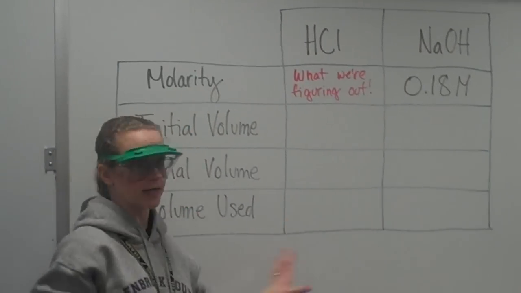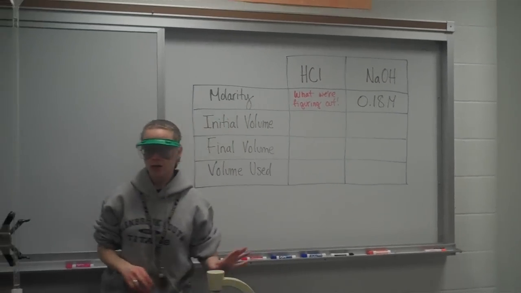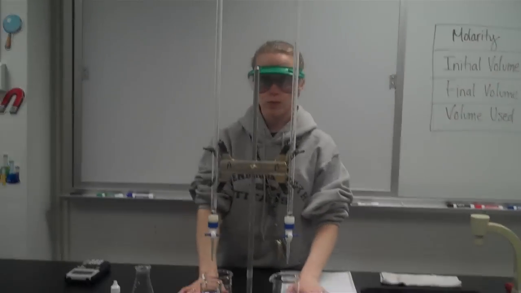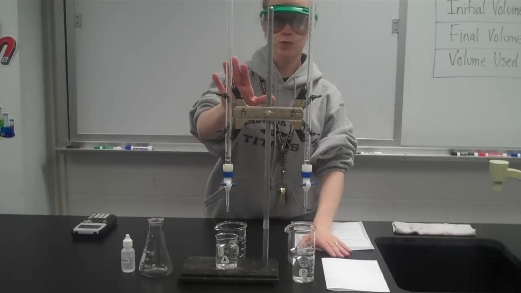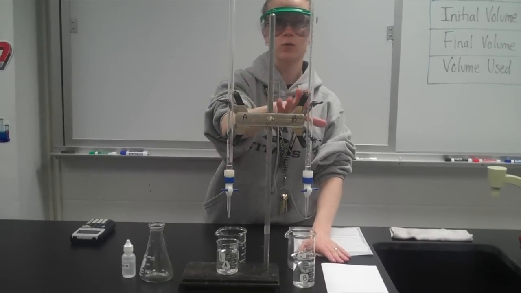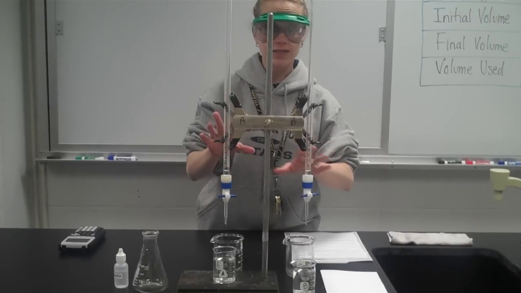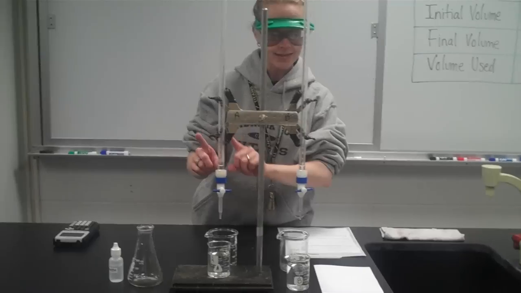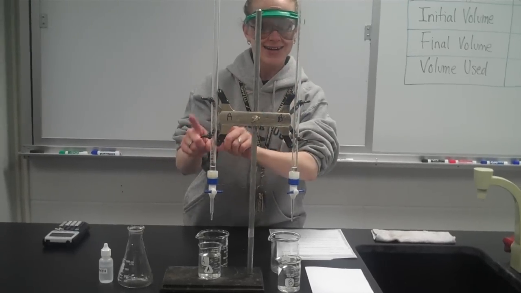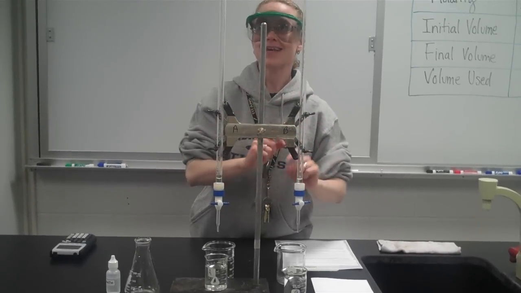Okay, so we've got our data table set up and ready to go. This is the equipment that you'll be working with. We have two burettes, one for acids and one for bases, and we have to be really careful to make sure everything is labeled so that our acids are separate from our bases.